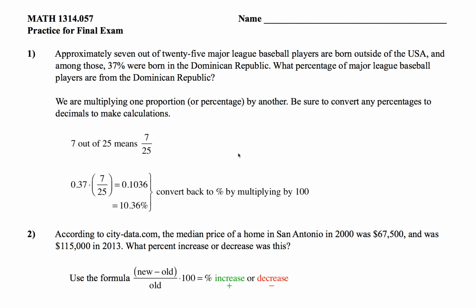Review for the first several questions of our final exam. And the first question asks us to find a portion of another portion. And to do that, we multiply one proportion or percentage by another. Make sure you convert your percentages to decimals to make calculations, because you can't multiply just the percent.